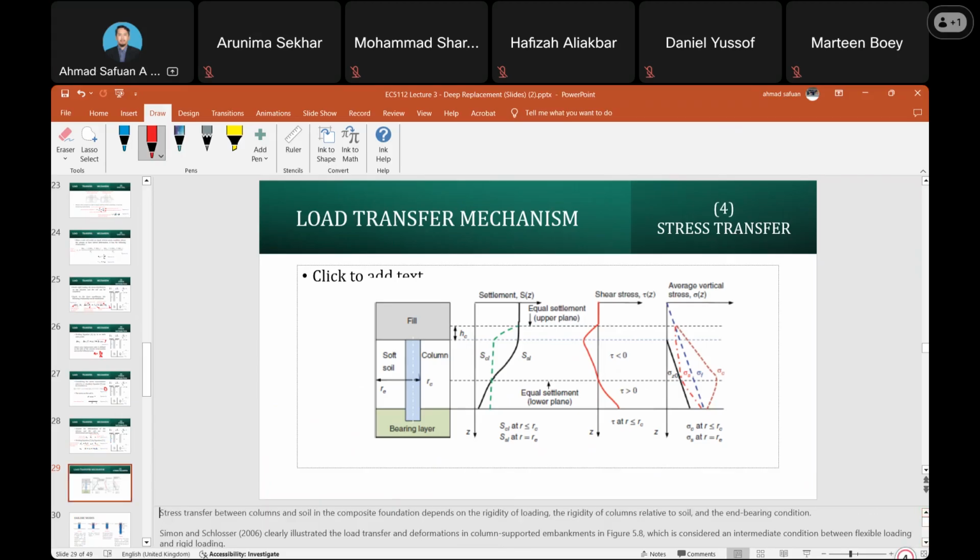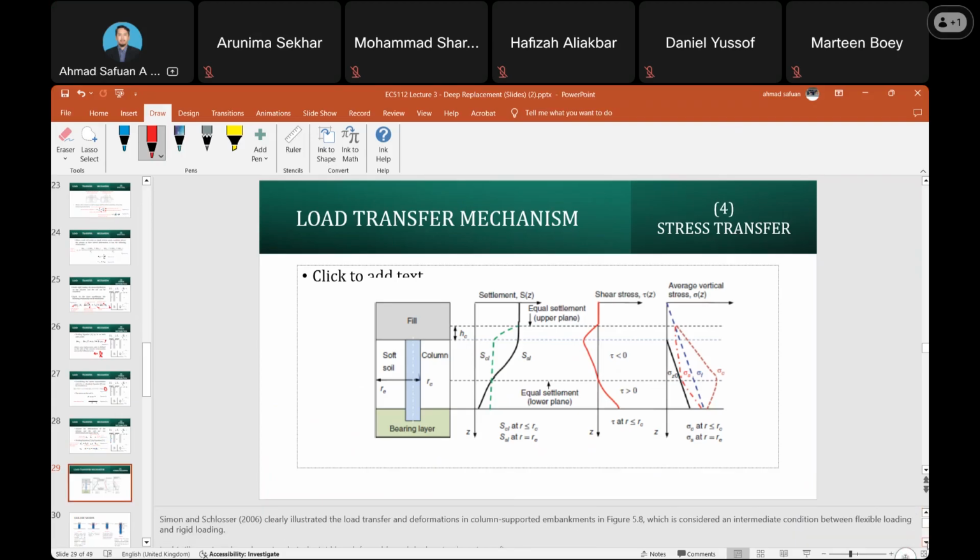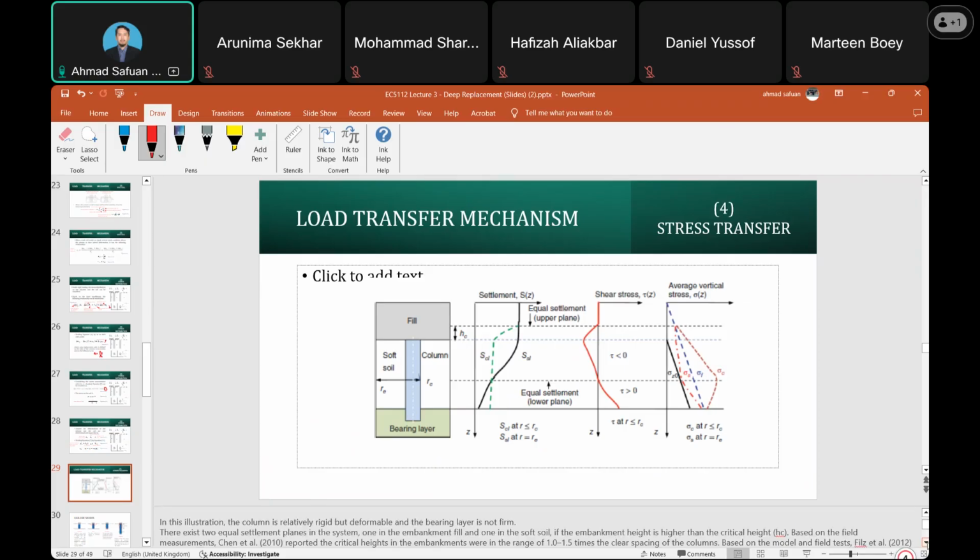An illustration: the load transfer and deformation in a column supported embankment, which is considered an intermediate condition between flexible loading and rigid loading. In this illustration, the column is relatively rigid but deformable, and the bearing layer is not firm. There exist two equal settlement planes in the system, one in the embankment fill and one in the soft soil.